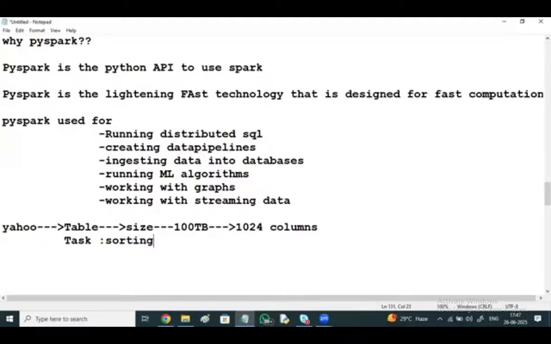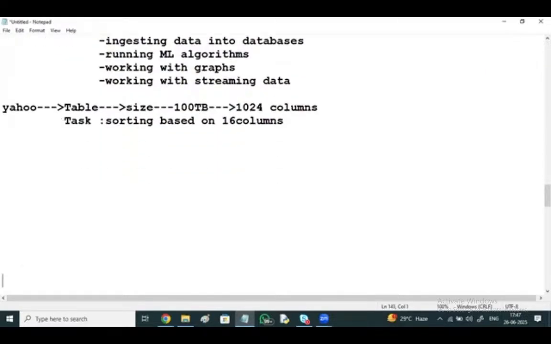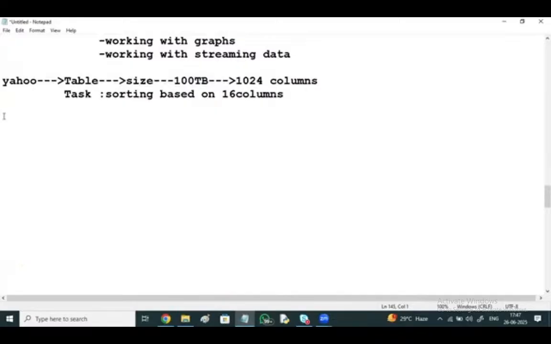The task here is sorting based on 16 columns. Already many tasks were done. Sorting based on 16 columns, not on a single column. Time taken by different databases: you can see Oracle has taken nearly 3.5 days. MySQL has taken around 6 days to process this.